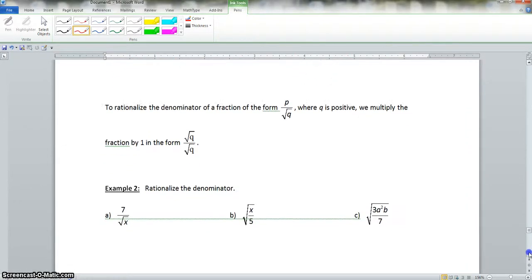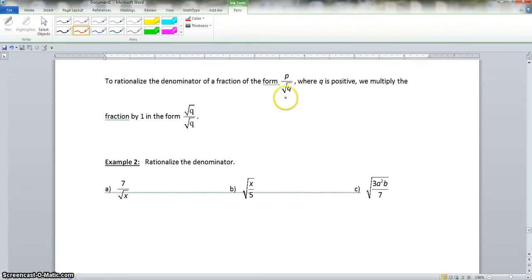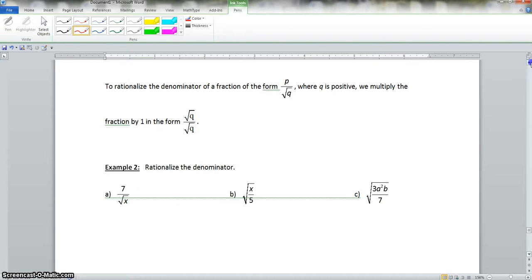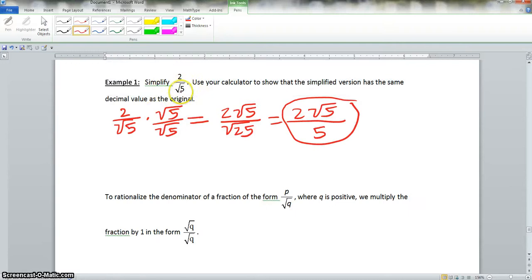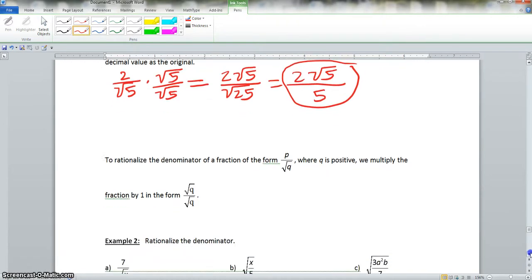Now, we scroll down here. It says to rationalize the denominator of a fraction of the form p over the square root of q, where q is positive, we multiply the fraction by 1 in the form of square root of q over square root of q. Now, in this previous problem here, our q was 5 by the square root of 5. Our q was 5, and our p is considered to be 2. And so what I did was multiply the numerator and denominator by the square root of what q was, and we know q was 5 here. So we multiply the numerator and denominator by the square root of 5. And that's how we would solve that problem.